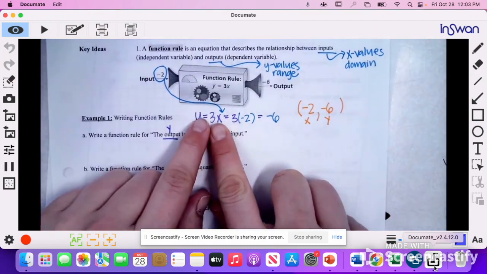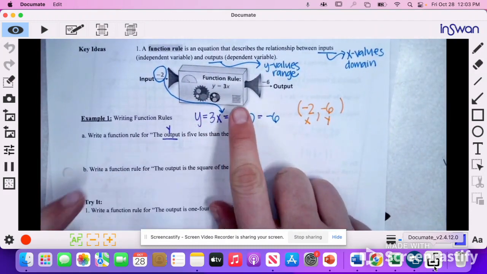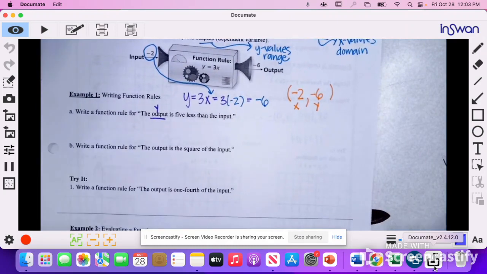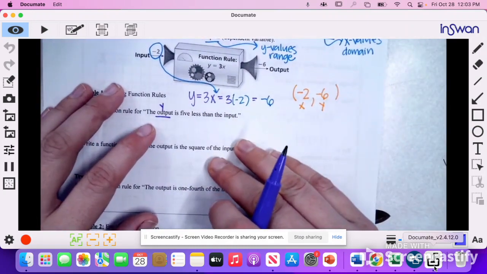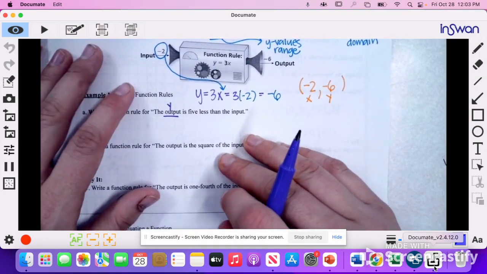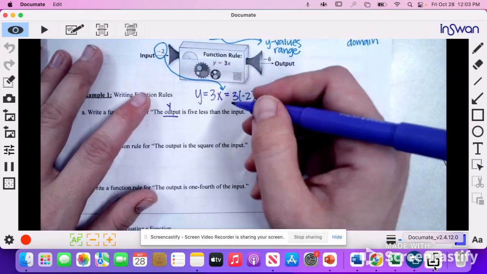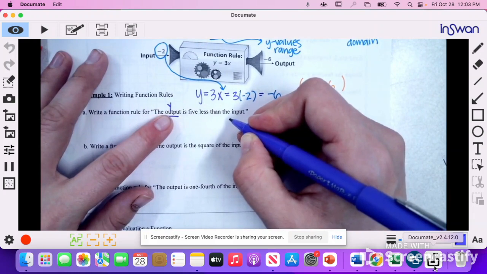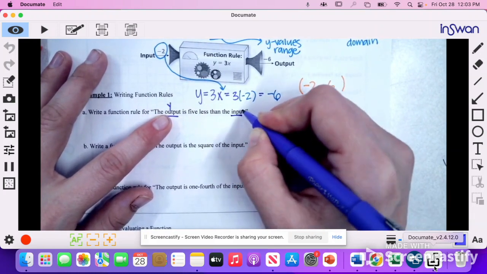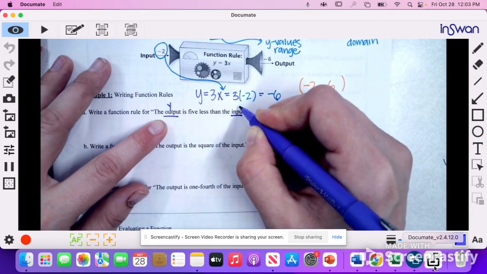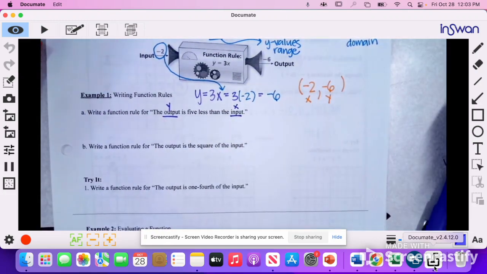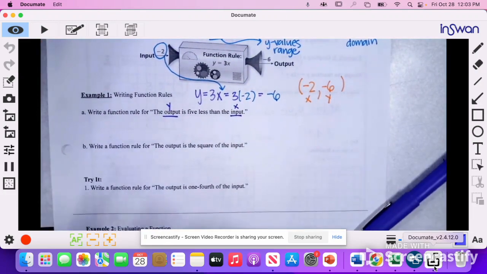They're going to look like this, like y equals 3x. They're going to have an x, they're going to have a y. They might have some other type of coefficient or a constant that we're adding or subtracting. So the output, we already said is y, was input x. What does 5 less mean? -5.